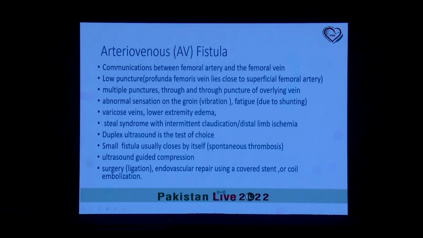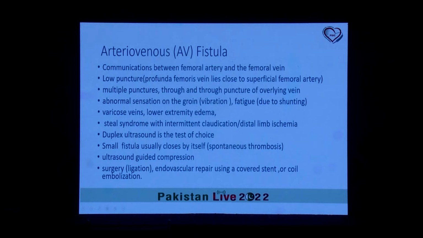Again, there is a complication like AV fistula. It's a communication between the femoral artery and femoral vein, mostly associated again with low puncture, because the profunda femoris vein lies very close to the superficial femoral artery. Causes include multiple punctures, through-and-through punctures, and overlying of the vein. It is associated with abnormal sensation in the groin, a vibration because of the flow of blood. After some time, it can result in fatigue due to shunting, varicose veins, and lower extremity edema.